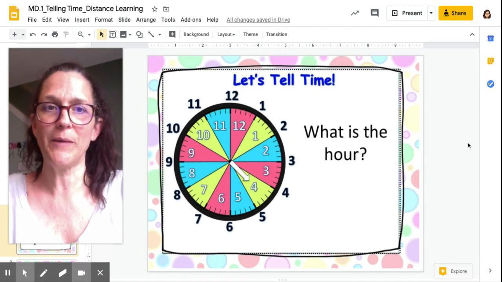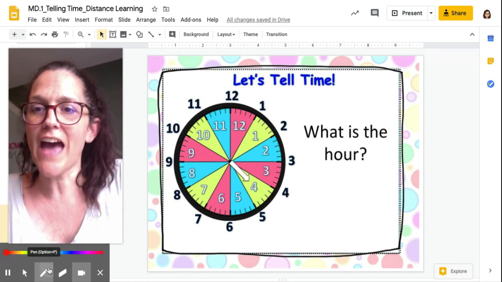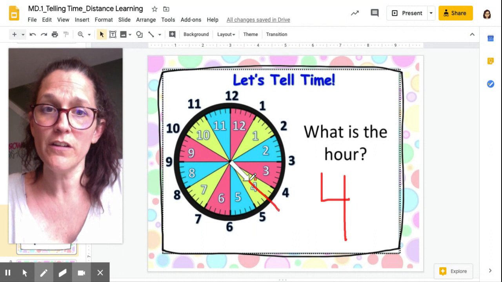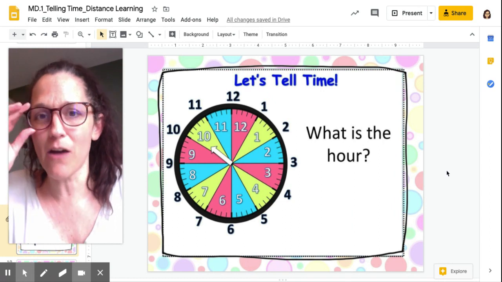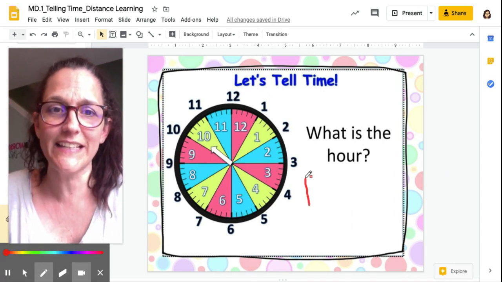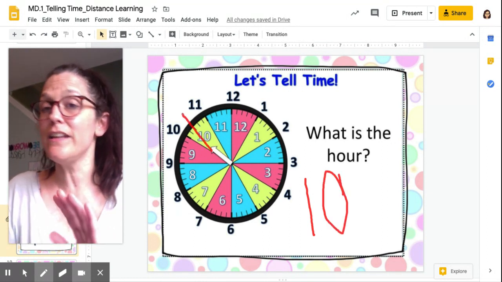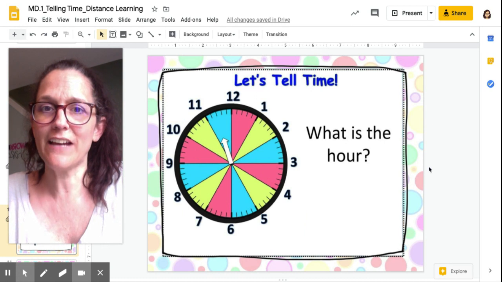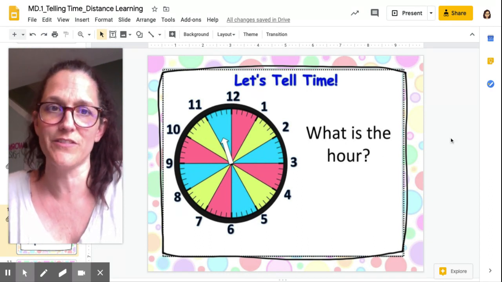Okay, let's try another one. What is the hour? This is a good time to pause and write it down. Great work. The hour is 4. I see that it is after the 4, but before the 5. So really good work. Okay, write down the hour. Very good job. It is 10 o'clock. It's after the 10, not yet to the 11, so it's still in the 10 o'clock house. Okay, write down your hour. Good job. 11 o'clock. It's after the 11, before the 12. It's in that 11 o'clock house.